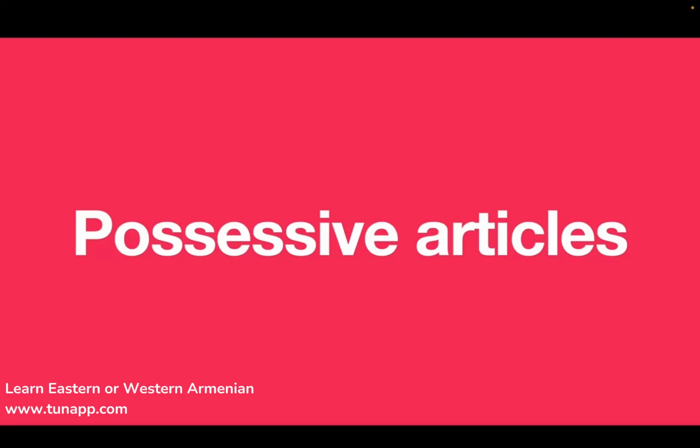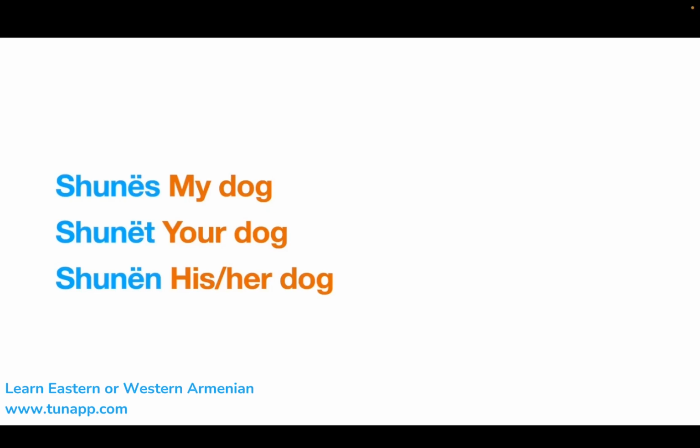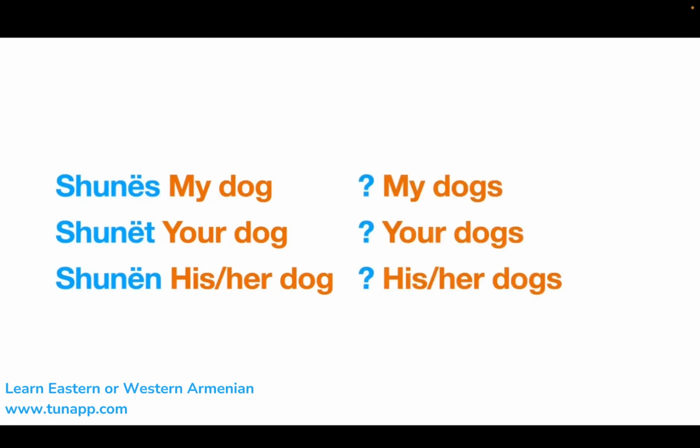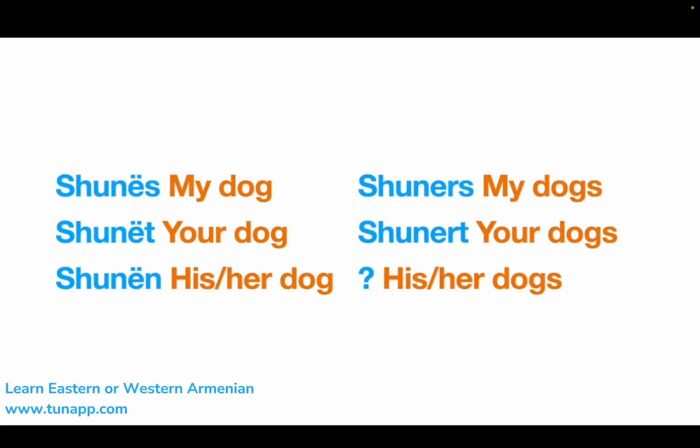Let's take a look at one more grammar rule for today, possessive articles. We've learnt already that shunis means my dog, shunet, your dog, and shunun, his or her dog. How, though, might we express the plurals? My dogs, your dogs, or his or her dogs? The answer is that we carry over this possessive article suffix, in this case shuners, my dogs, or shunert, your dogs. Let's break this word down.